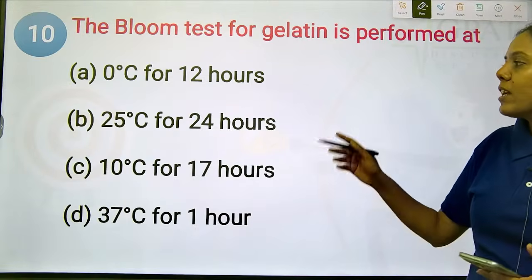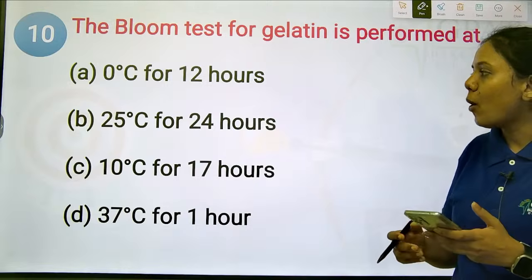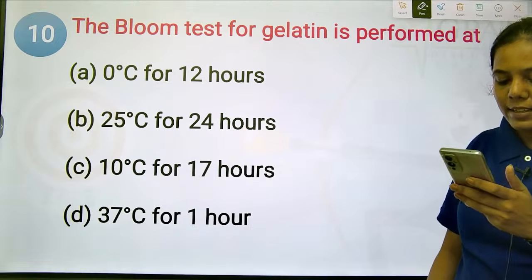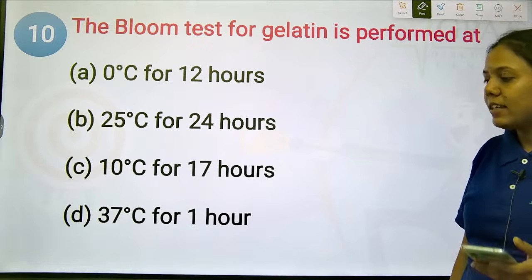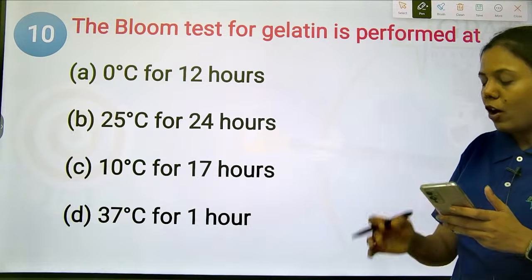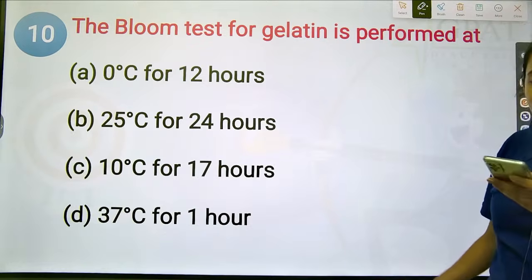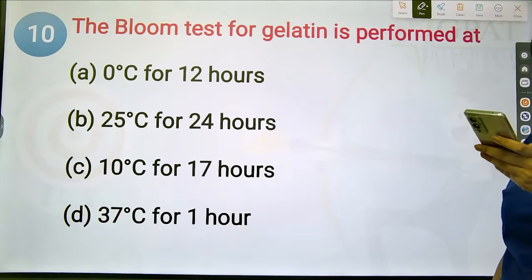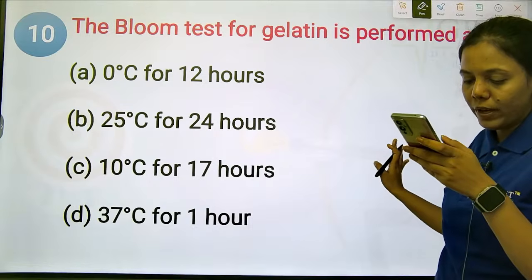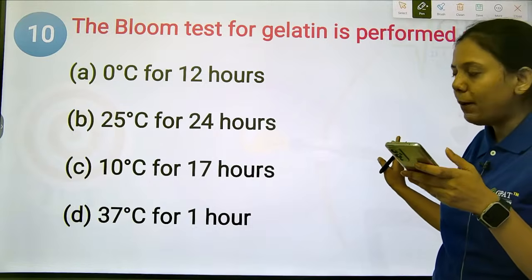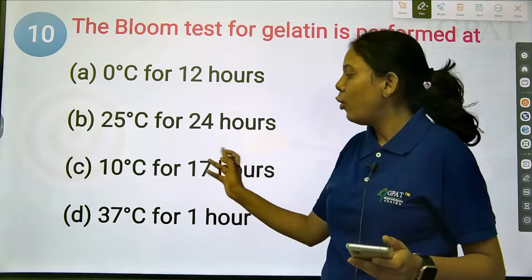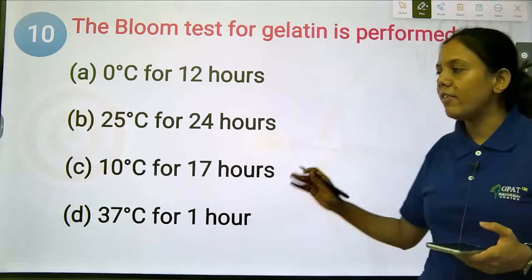Option A is 0 degrees Celsius for 12 hours. Option B is 25 degrees Celsius for 24 hours. Option C is 10 degrees Celsius for 17 hours. Or 37 degrees Celsius for 1 hour. Option C is the right answer. Very good. Okay, it is clear. 10 degrees Celsius for 17 hours. Very good. No confusion, right? Please, sometimes they will give you opposite, 17 degrees Celsius for 10 hours. No confusion. 10 degrees Celsius for 17 hours.